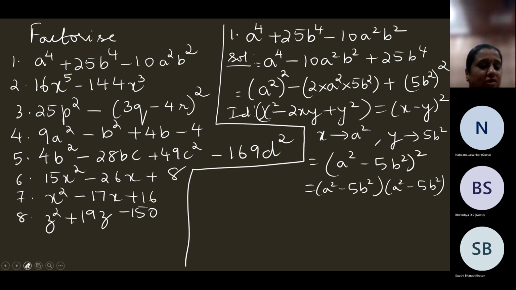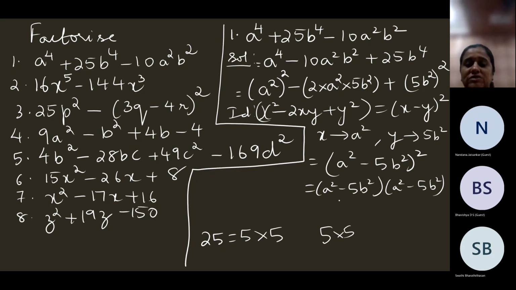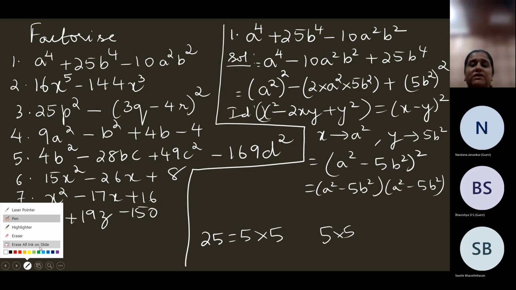Like, for example, what are the factors of 25? When we say factors of 25, the prime factors of 25. What are the prime factors of 25? 5 and 5. 5 into 5 is 25. So 25 has only one prime factor, that is 5. Similarly, here, the given expression has only one factor, a square minus 5b square. Into itself will give you the given expression exactly like this. 5 into 5 is 25.